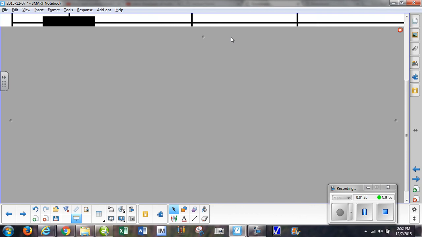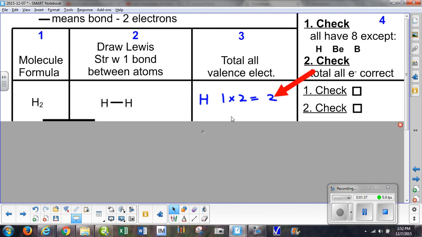And I'm going to get the shade back up so it's a little easier to focus. And now, once we have this 2 here, we go back over here, and remember that this little line is meaning 2 electrons. So this guy has only 2 electrons, and now I can go and put a check here and put a check here. The first check was to make sure that from up here, see, everybody has 8 except hydrogen, which has 2. And then the total number of electrons was correct according to this number right here.